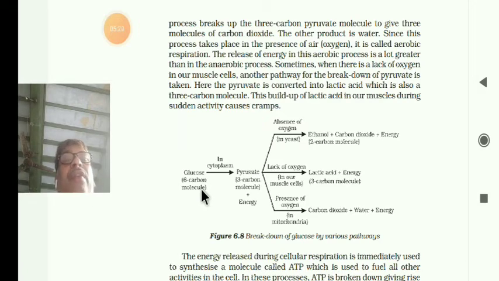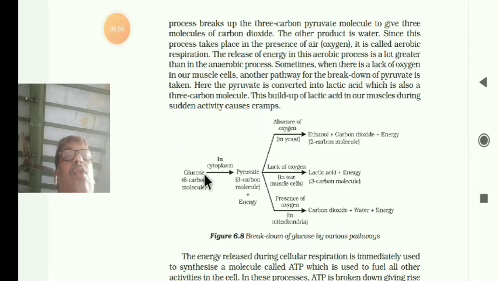According to your level, respiration takes place in two steps. Glucose present in the cell, respiration takes place in two steps. The first one is in the cytoplasm. You know that the cell consists of cytoplasm and mitochondria. So first it takes place in the cytoplasm, then it takes place in the mitochondria.